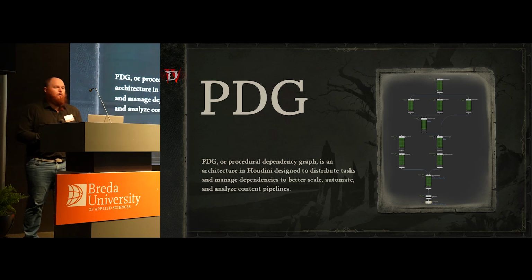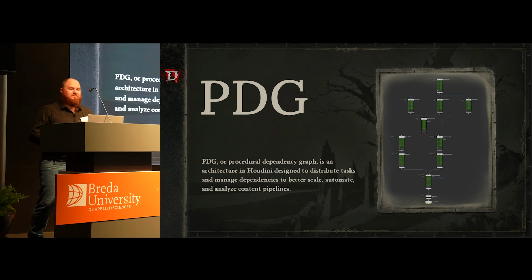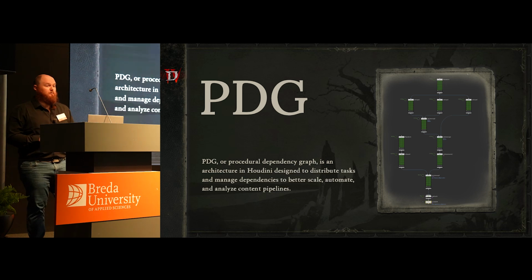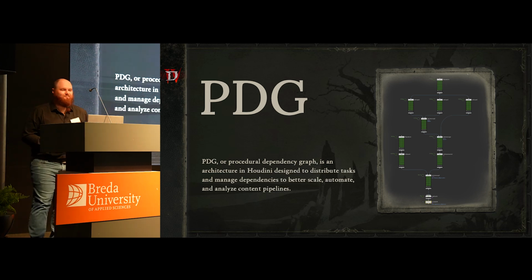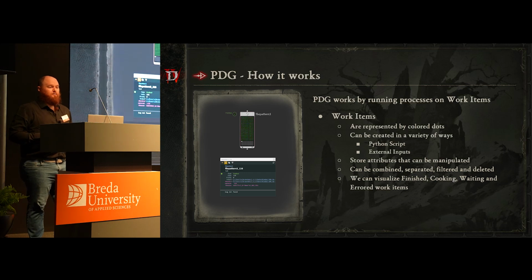So PDG, or Procedural Dependency Graph, is an architecture in Houdini designed to distribute tasks and manage dependencies to better scale, automate, and analyze content pipelines. That is pulled from the Houdini website, by the way, not my words. PDG works by running processes on work items. Work items are represented by colored dots.